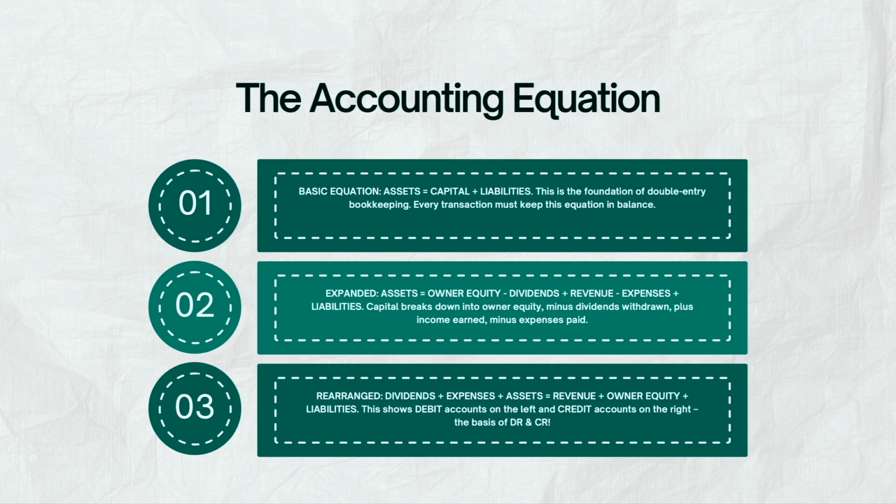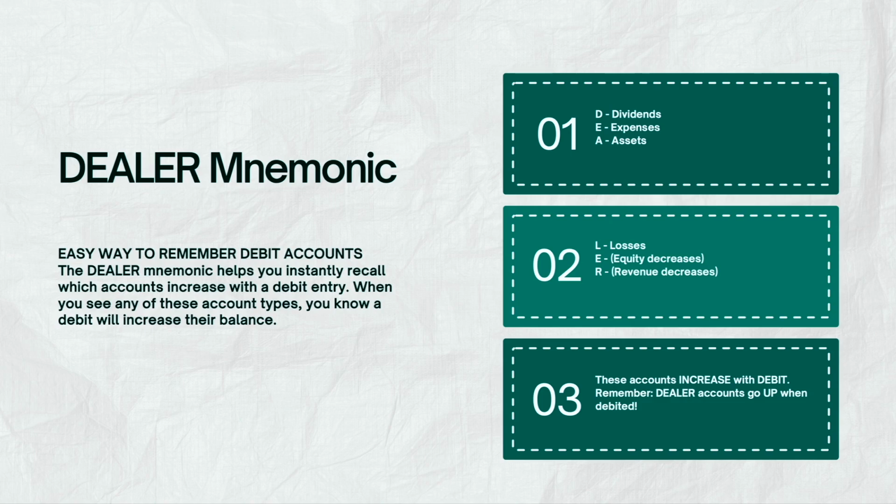If you rearrange the equation, you will have for the left side dividends plus expenses plus assets, all three of which increase with debit. And for the right side, you will have revenue plus owner's equity plus liabilities, and all three of them increase with credit. So right here, you will have three debits on the left side and three credits on the right side. In order to remember easily, use the keyword DEALER.